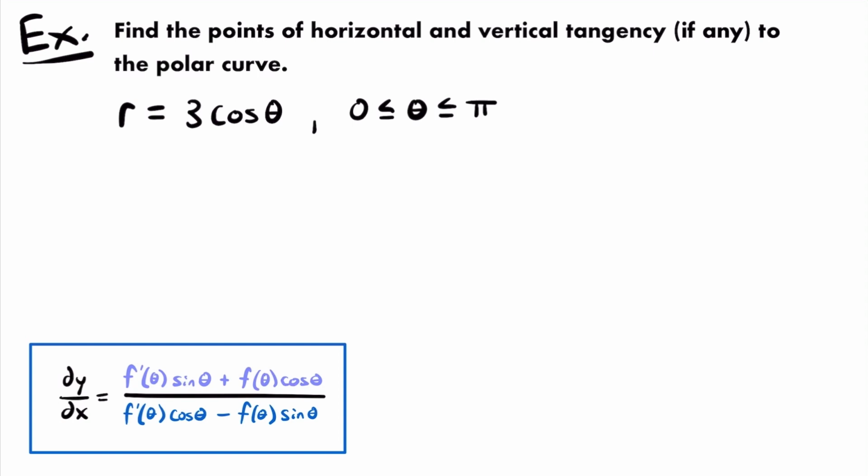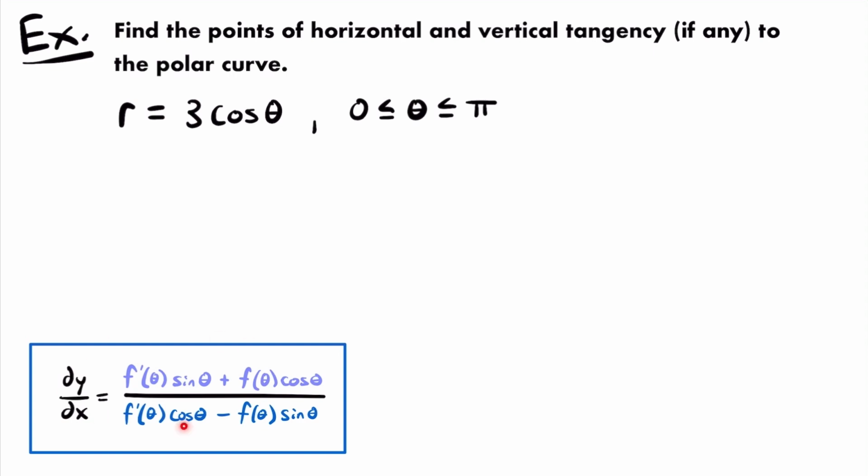You can always check it by graphing your polar equation and seeing if at that angle you do have a tangent line that is vertical or horizontal. But in most cases, if you find an angle where the numerator and denominator are both equal to 0, it's not going to have either of those tangent lines. Okay, but now let's work on this example.